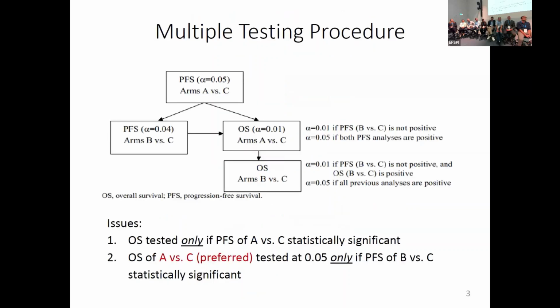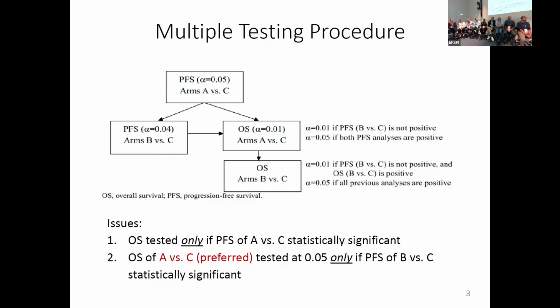And this is the testing procedure. I've extracted this from the protocol of the study. If you look at the graph, it's pretty clear. They tested PFS for A versus C. Remember, A is the preferred experimental, C is control, and they tested that at the 5% level. If that was significant, then they would go down to PFS of B versus C at the 4% level and OS at the 1% level of A versus C, again, the preferred arm.